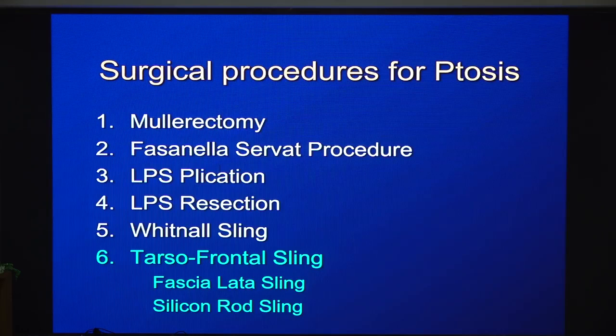But if there is a severe ptosis, then you can plan a Whitnall sling, which is again tackling the LPS, or a frontalis sling. It could be done with two methods, fascia lata sling and silicone rod sling. I may not go into very much detail because you are students, so I think you should know the basics rather than going into surgical steps. You're not going to perform it in the examinations.